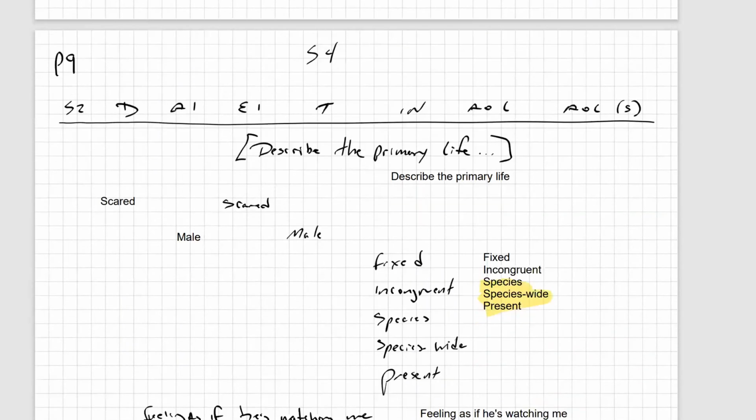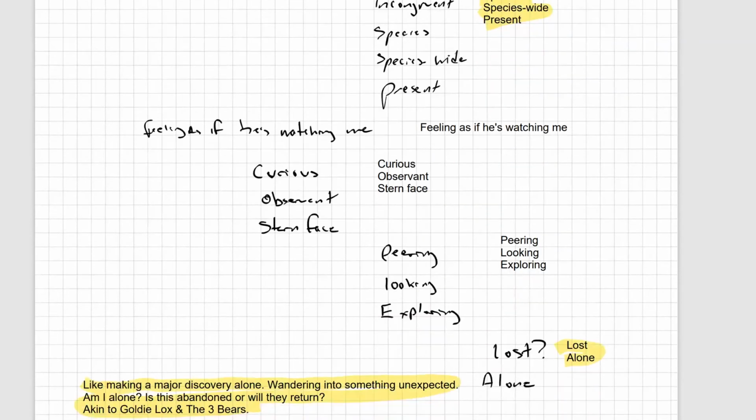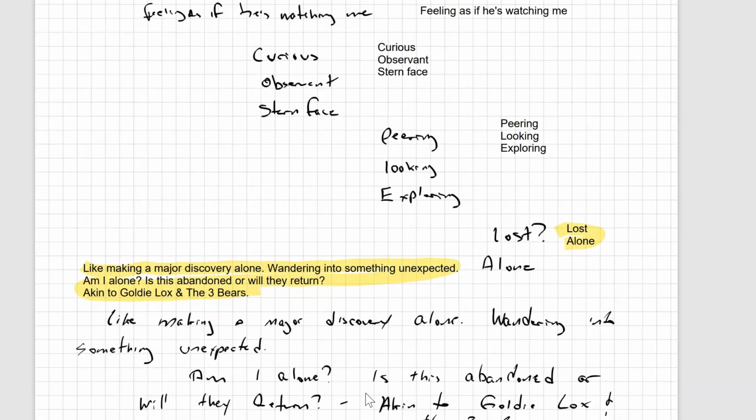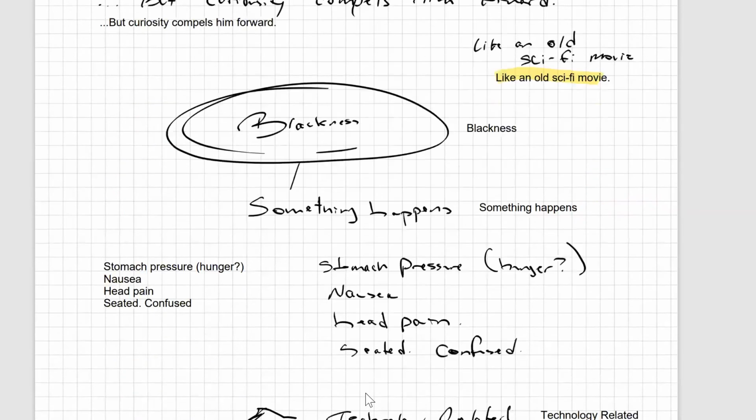Looking at the primary life, there was something tied to the species. It was species-wide and present. He felt lost and alone. It was like making a major discovery alone, wandering into something unexpected. Am I alone, he wondered? Is this abandoned, or will they return? A similar feeling to Goldilocks and the Three Bears. Felt like an old science fiction movie.